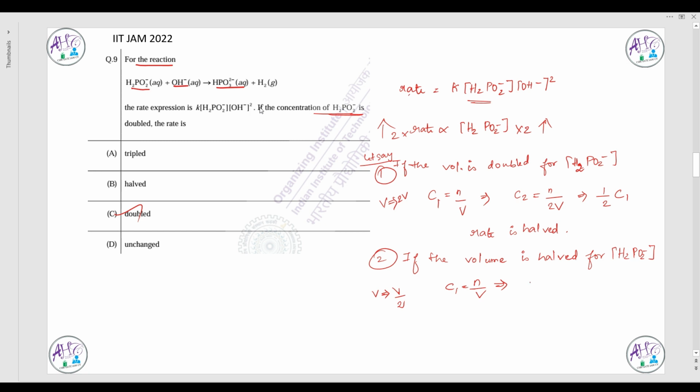So if the volume is reduced, what will happen? Your C2 will be equal to n by V by 2, which can be written as 2n by V. So again your C2 is going to be equal to 2 times your concentration 1. So what happens? When you reduce the volume, your rate will be double. Rate is double. So this kind of question will be repeated. This is one such example.